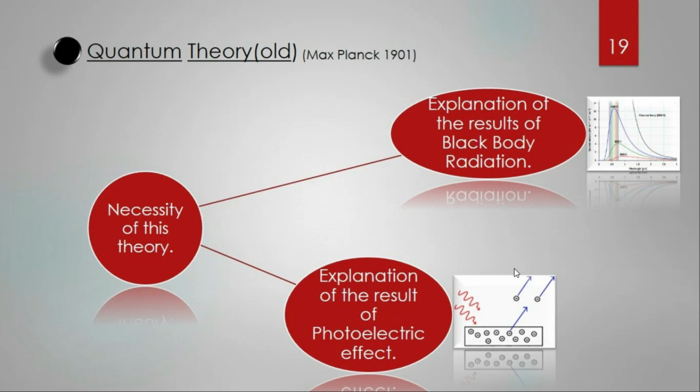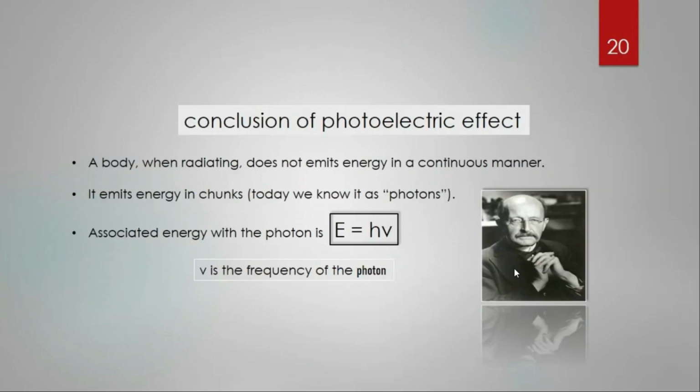What was the necessity of this theory? This was the time when many an experiment was performed in which classical physics, or in other words Newtonian physics, was unable to explain the results, like black body radiation or the photoelectric effect. At this point, we don't need to know about black body radiation. We need to have a brief idea of the photoelectric effect. The photoelectric effect was a result of an experiment which was performed by Sir Albert Einstein. Now, what was the result of that particular experiment?